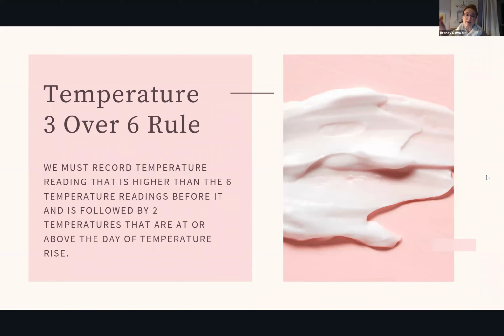And then we want to apply the temperature 3/6 rule. So we must record a temperature reading that is higher than the 6 temperatures that came before it. So that is to say, if you woke up today and your temperature was at 98 and that was higher than the 6 previous days, then that would be your day of temperature rise. And you want to make sure you have 2 more temperature readings 2 days after today that are also at or above that mark, having your 3/6 rule.